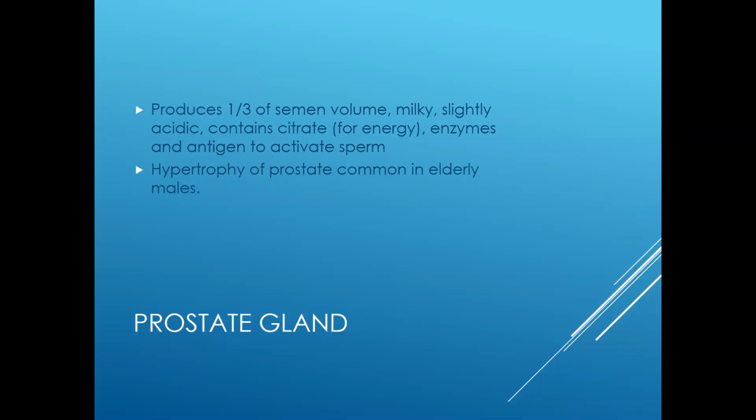So this will produce the rest of the semen to thin it out a little bit so that it's not so thick and gooey anymore. Milky, slightly acidic. Now not like we're going to 6 like the female vagina is, but citrate for energy, enzymes and antigen to activate the sperm. We'll talk about sperm activation in a little bit. And because it's a gland, epithelial tissue, we commonly see hypertrophy in the prostate in elderly males. We call this BPH, benign prostatic hypertrophy.